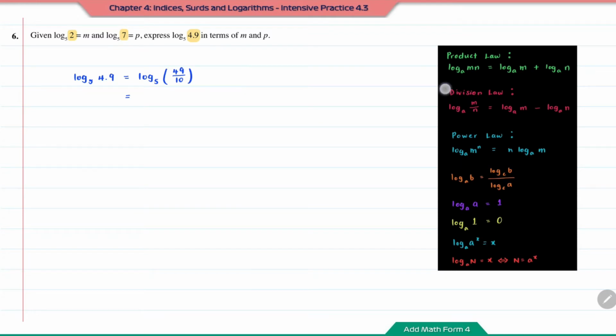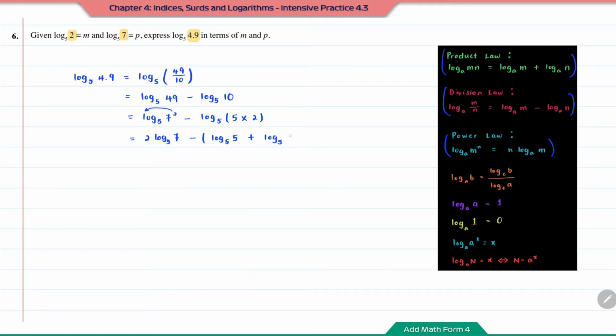So next, using the division law, I can write it as log base 5 of 49 minus log base 5 of 10. So 49 is equal to 7 squared. And number 10, we can break it down as 5 times 2. So now, using the power law, move this number 2 to the front. So it's going to be 2 times log base 5 of 7 minus. For this part, we're going to refer to the product law. Don't forget to put a bracket here. So it's going to be log base 5 of 5 plus log base 5 of 2.